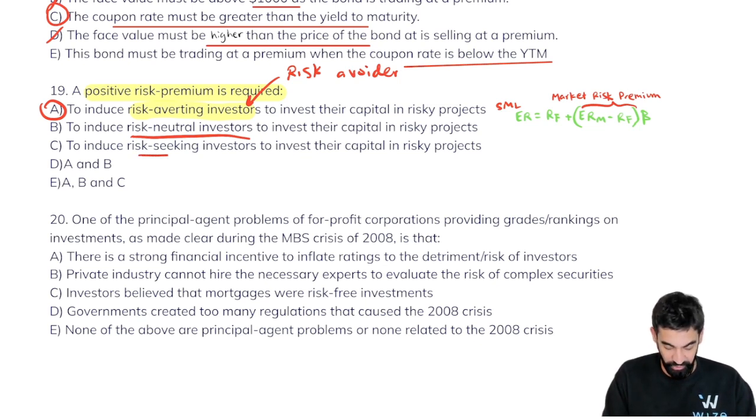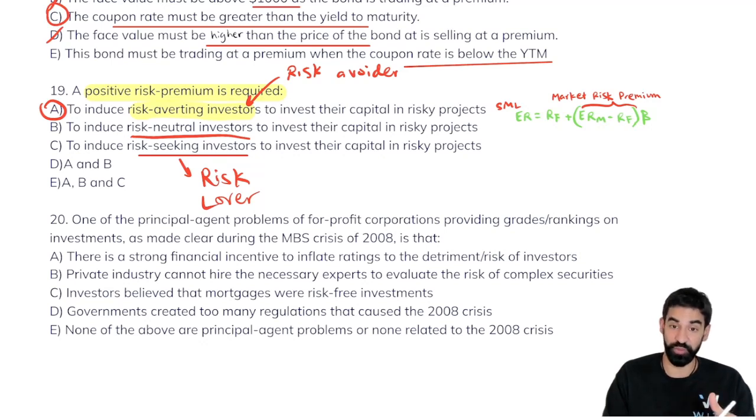And for C, to induce risk-seeking investors, risk-seeking is also called risk lovers. For them, you do not need to offer a positive risk premium. You can actually offer them a negative risk premium. Because for a risk lover, let's say they really want to flip the coin. They'll say, you know what, flip this coin with me and I'll give you an extra $20 if you gamble with me, because they like the risk. So they're actually willing to give up some expected return in exchange for more risk.